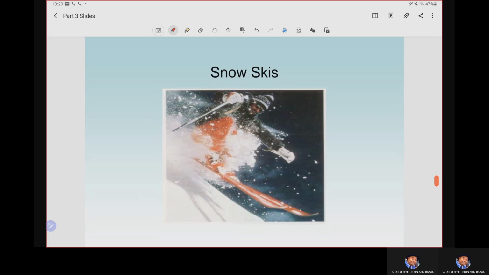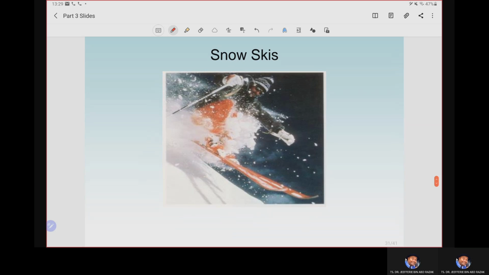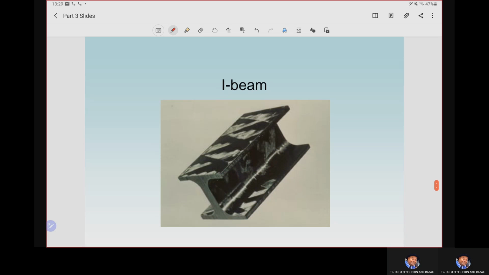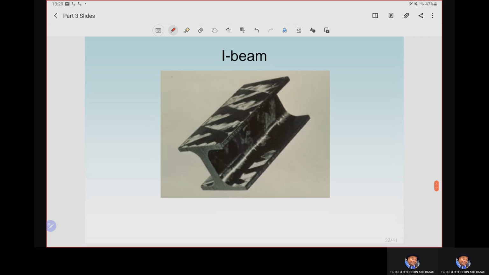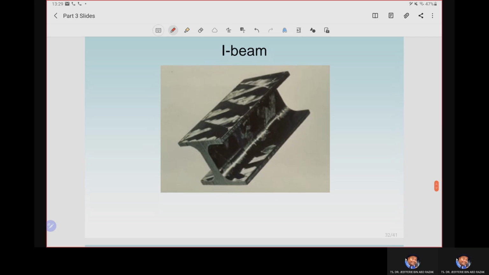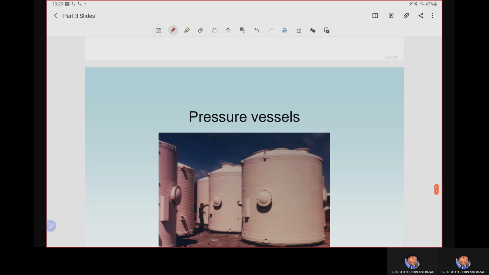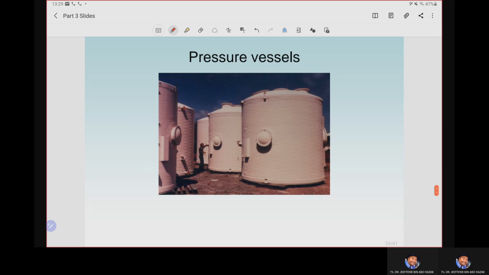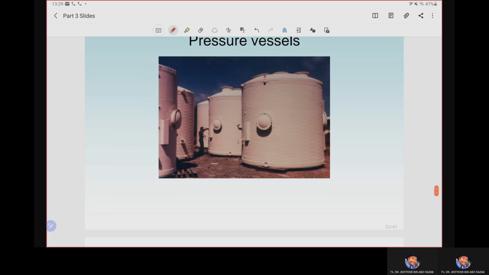So durable and lighter snow skis are made from composite material, and I-beams for structural buildings are nowadays made from composite material. And last but not least, the pressure vessel. As you can see here, what is the best process to produce this pressure vessel? By using the open mold, as you can remember, the filament winding method process.